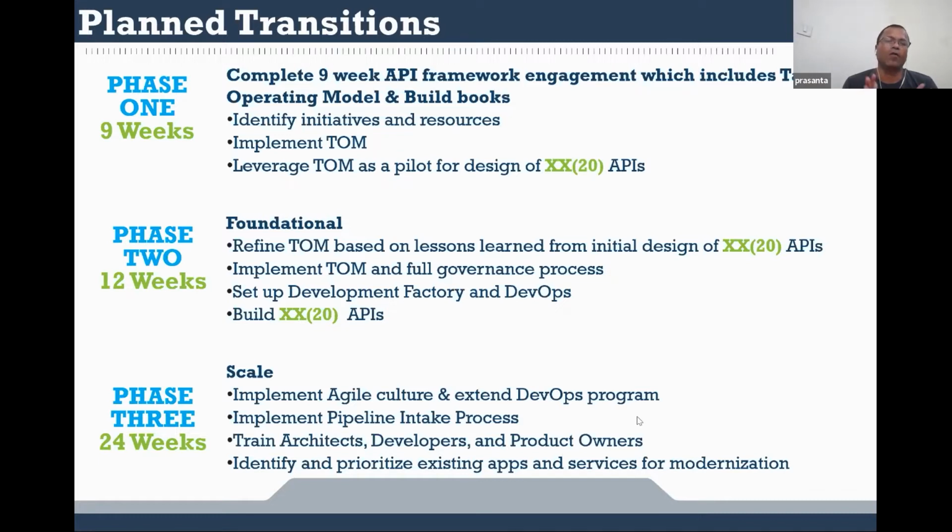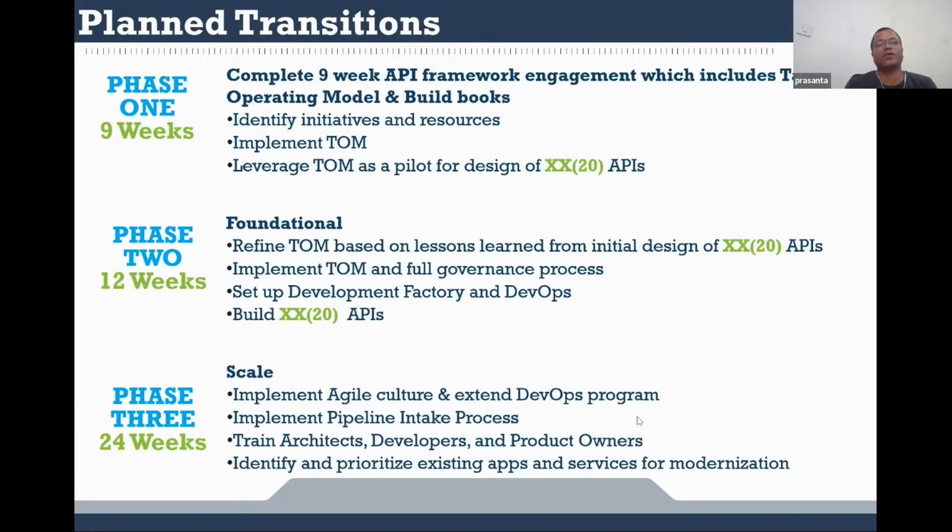Similarly, phase 2 we call the foundational phase. Define the target operating model based on the lessons learned from the initial design of phase 1, the 9 weeks of sprints. Then implement the target operating model and full governance processes. Focus is more on the governance process, and we establish standardized, firm and stable DevOps practices, because that is the base on which our efficiency and delivery speed depend.